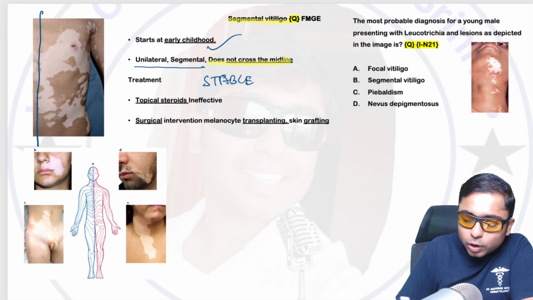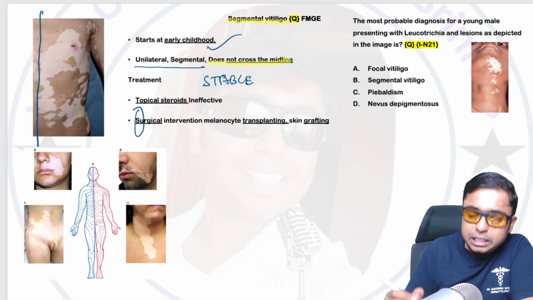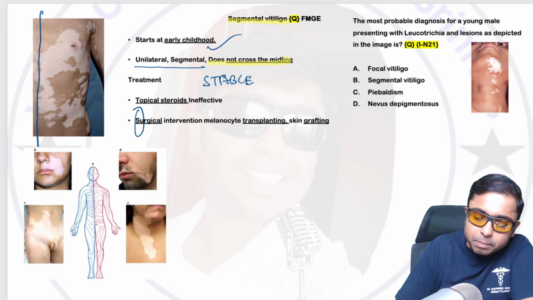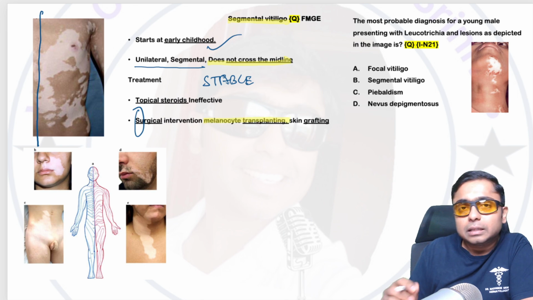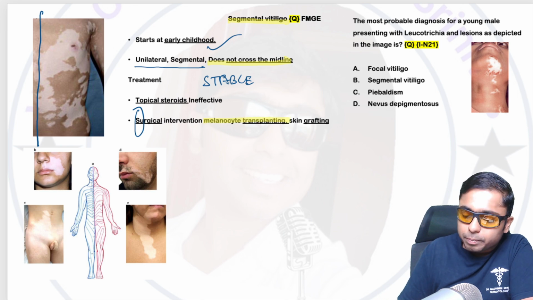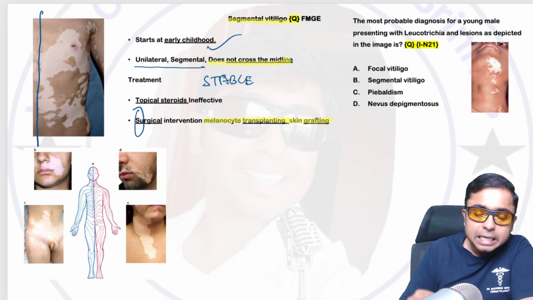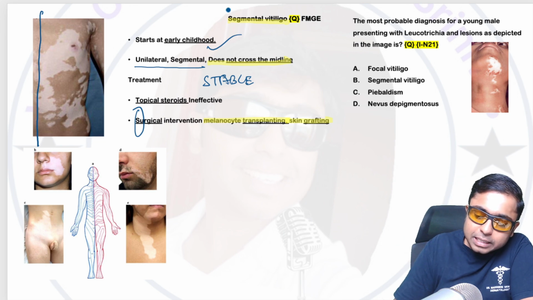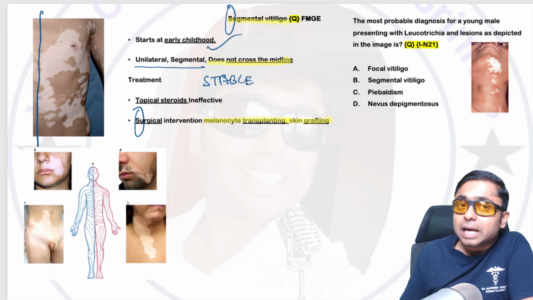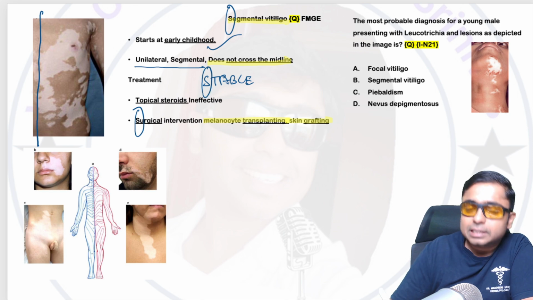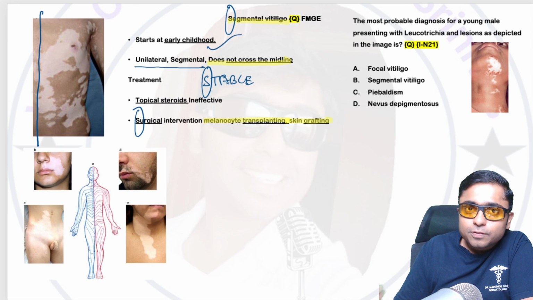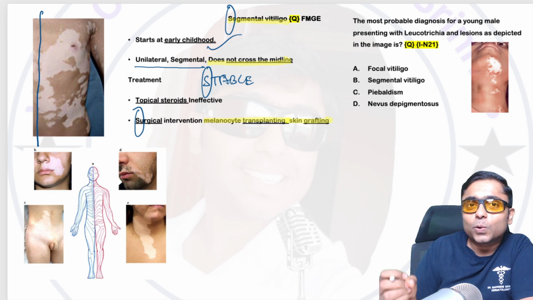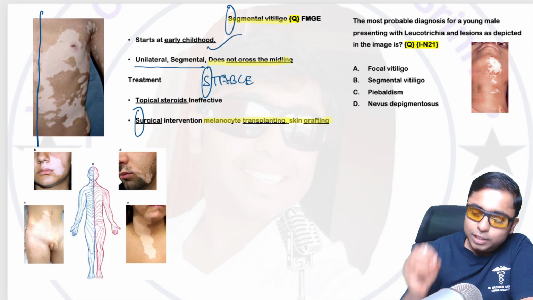And what is the treatment modality we are going to use? It is going to be mainly surgical intervention. We are going to take the melanocytes from another area of the skin which has normal pigmentation, or we can take the skin directly and graft it on the site of the depigmentation. So if you can see clearly, segmental vitiligo has the alphabet S: stable, it is a stable vitiligo. And what is the treatment? It is mainly surgical. So S for stable vitiligo, segmental vitiligo, and surgical treatment modality.